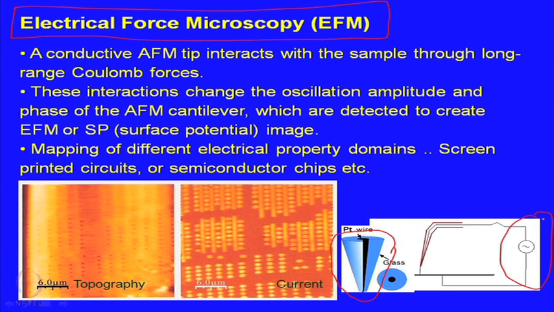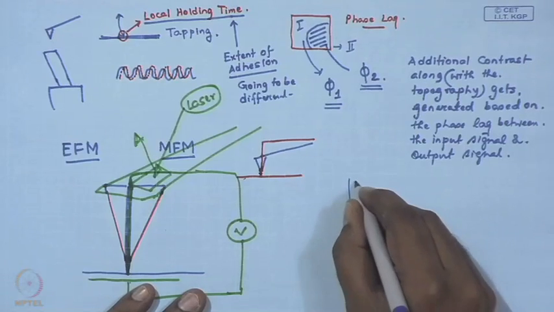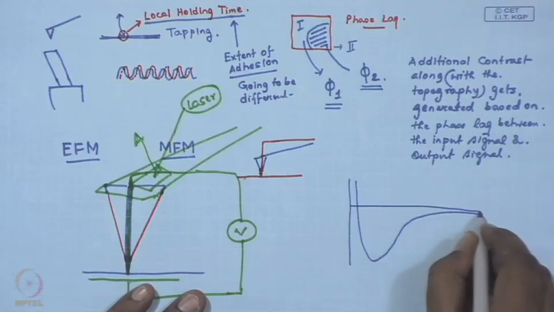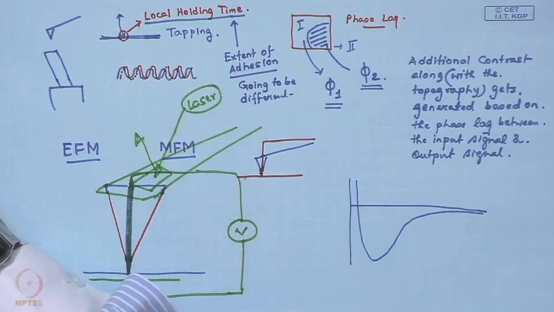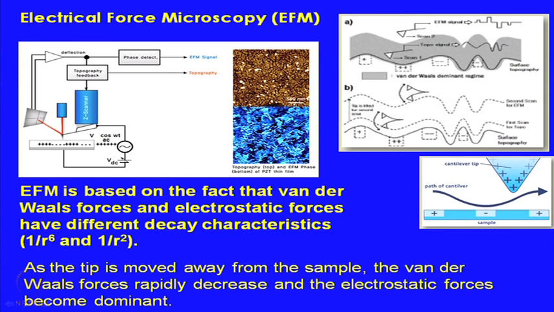Now, you have to understand that this is an interaction curve based on pure van der Waals interaction. If there are other types of interaction, the nature of the curve might change. These Coulombic forces, the electrostatic forces, have a much reduced decay characteristic as compared to van der Waals forces. Between particles, the van der Waals force is 1 by r to the power 6, we know that, and the Coulomb force is 1 by r square.